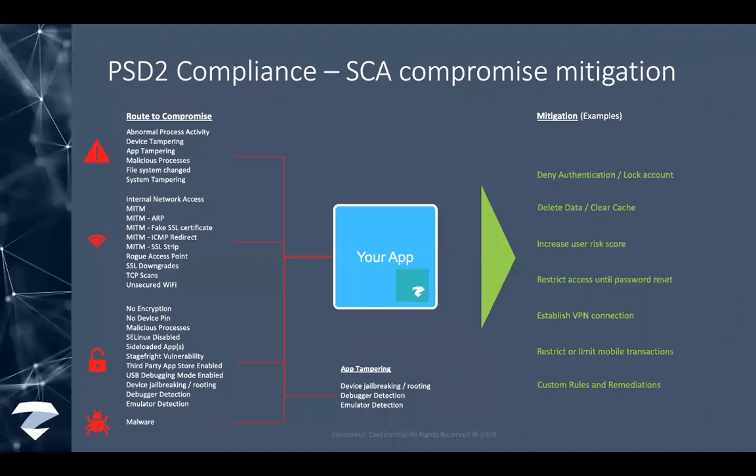You can shove them to the web channel to make sure that they're being authenticated. You can increase their user risk scores, push them to a VPN. Any type of custom rules that maybe your fraud department would like to take a look at, you can locally remediate from any of the activity that is on the left-hand side. So if you have questions about this, then please let me know, and we'll get you an exact answer.